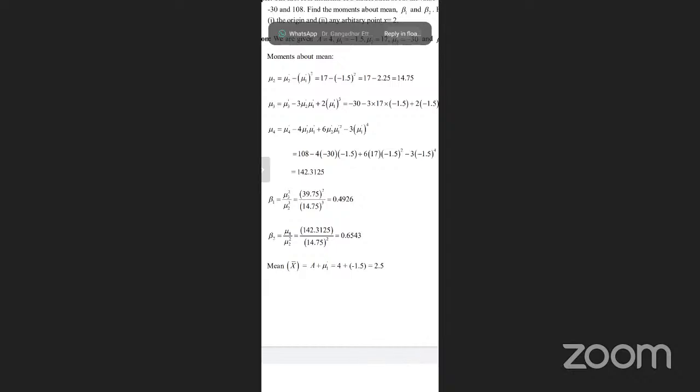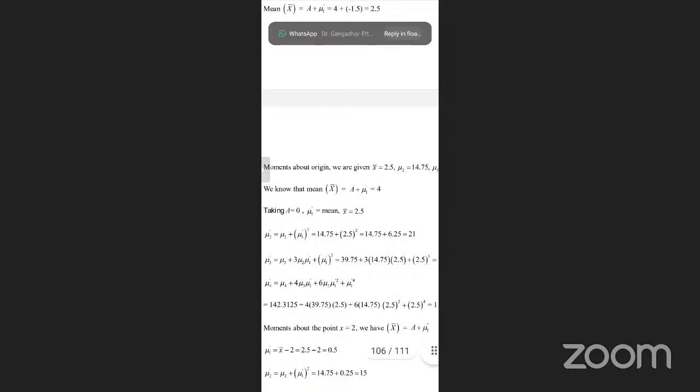moments about origin, that is a is equal to 0. So mean is equal to x bar is equal to a plus mu1 prime. So that is 4 plus minus 1.5, that is 2.5. So the 2.5 is known as the mean when you are taking a is equal to 4.